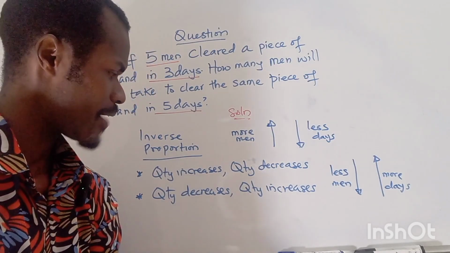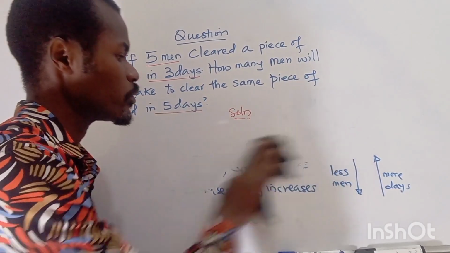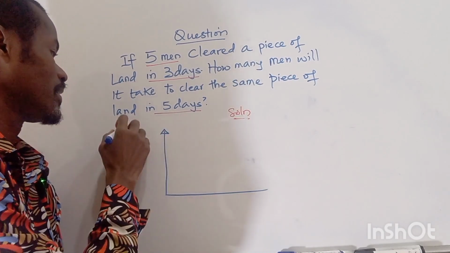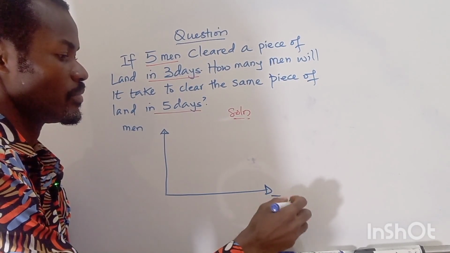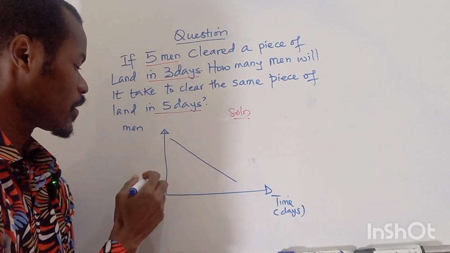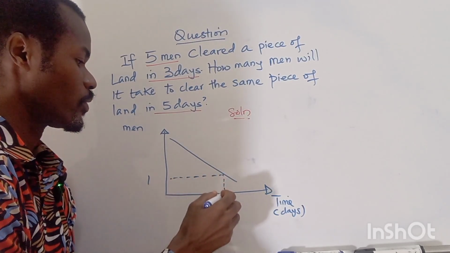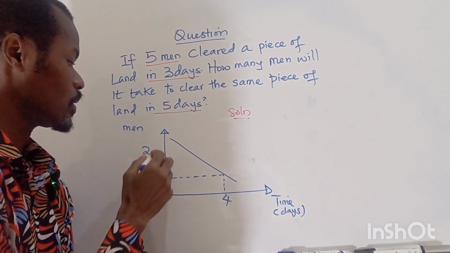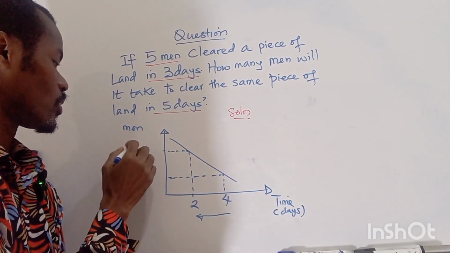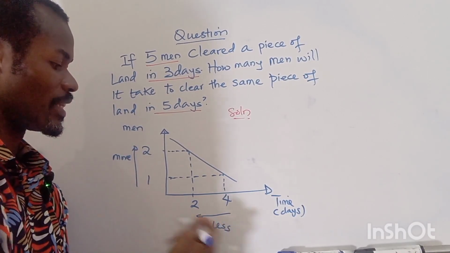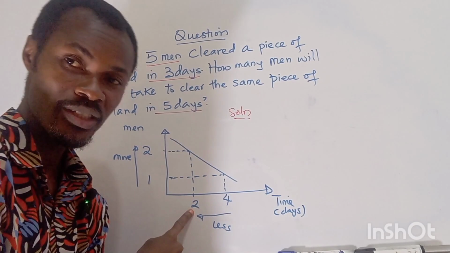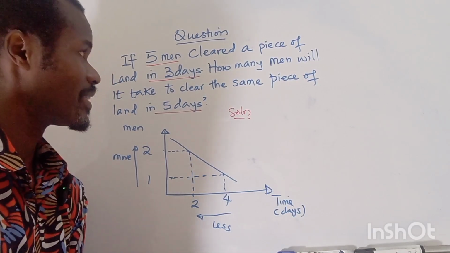Okay, having understood that, I would also like to present this on a graph. It looks like this on the graph. If we have men here and we have time, or days, here, it looks like this. This is the inverse graph. So if I have one man doing a job for 4 days, 2 men will do it at a lesser time. We have more men and lesser days. So one man did it for a longer time, but more men did it for a shorter time. Alright, having understood all this, now let's get right into the question.